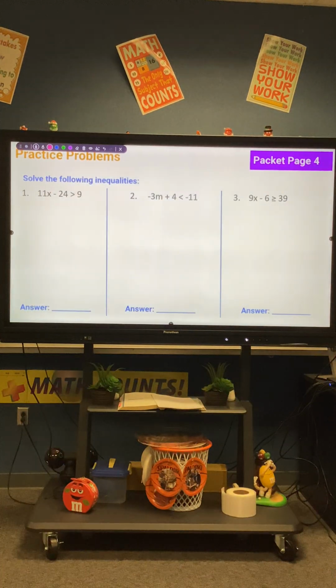It's the same, you know how to solve equations, right? It's the same thing. So what do you do? What's the first thing you should do over here when you want x by itself?